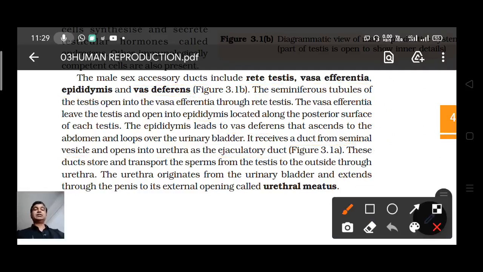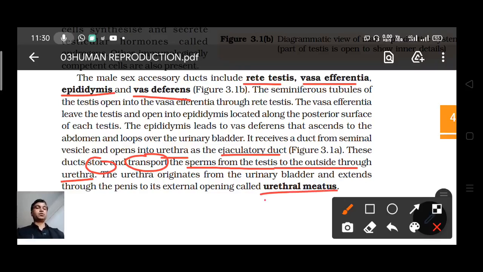Clear? So now these ducts, rete testis, vasa afferentia, epididymis, vasa deferens, ejaculatory duct and urethra, store and transport the sperm from the testis to the outside through the urethra. The urethra originates from the urinary bladder and extends through the penis. Its external opening is called the urethral meatus.